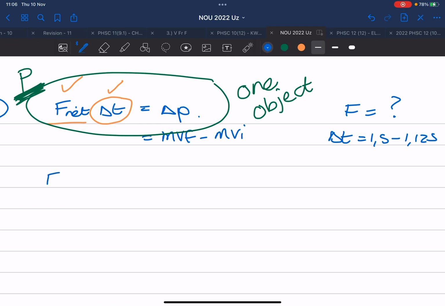Right, so we want the net force. The change in time is 1.5 minus 1.125. The mass of the object we have now worked out. We worked out m in the previous question.